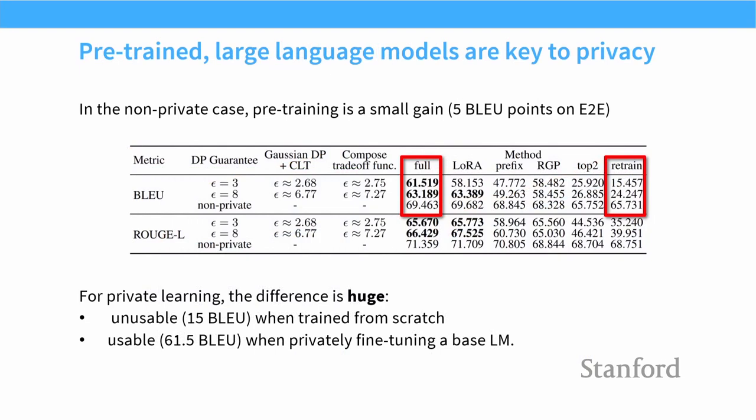So in the non-private case, the pre-training is a sort of small gain, but for private learning, the difference is huge, right? So having large models gives us enormous gains, going from unusable performance to completely usable and nearly non-private performance.